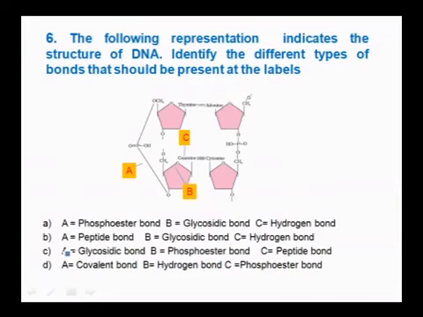And the third label, C, is indicating the bonds between the two nitrogenous bases like guanine, cytosine. This is indicating the hydrogen bond. So A is phosphoester bond, B is glycosidic bond, C is hydrogen bond. The right answer for this question is option A.